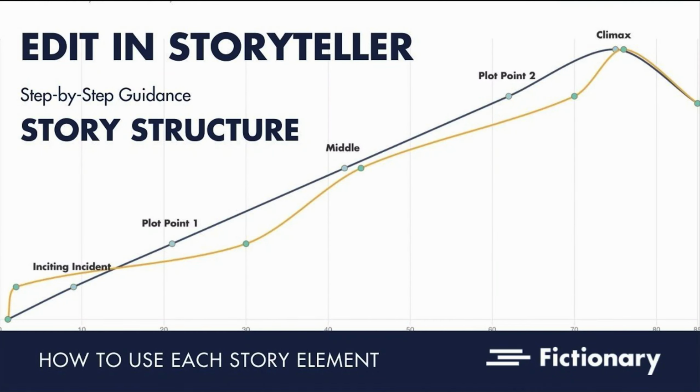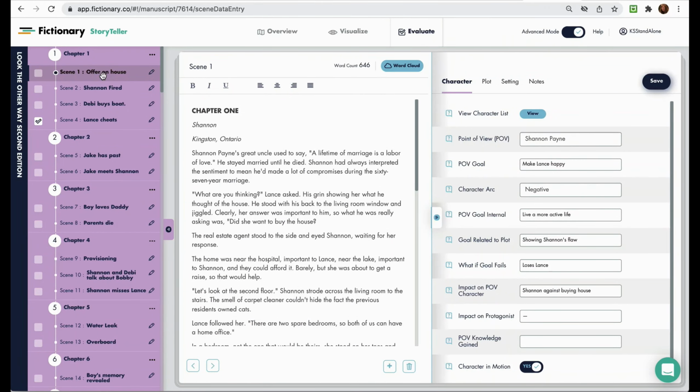One of the most important steps to knowing if your draft manuscript has a strong structure is to evaluate the story against the Fictionary story arc. This video shows you how to do that. Does my story have a solid structure? In Fictionary, the story arc is the structure the story is built on.